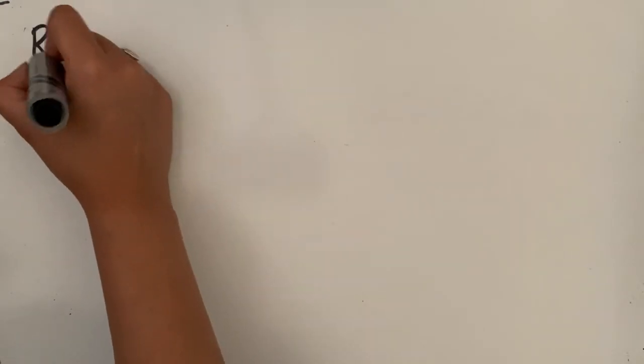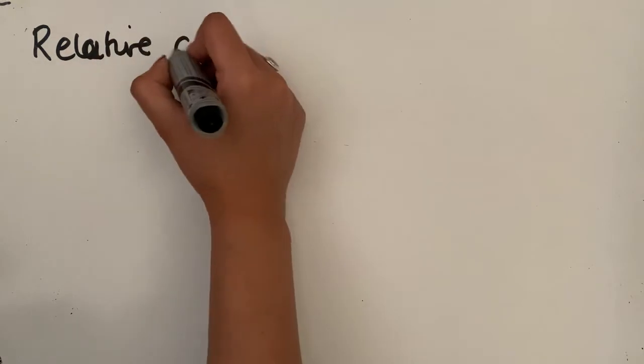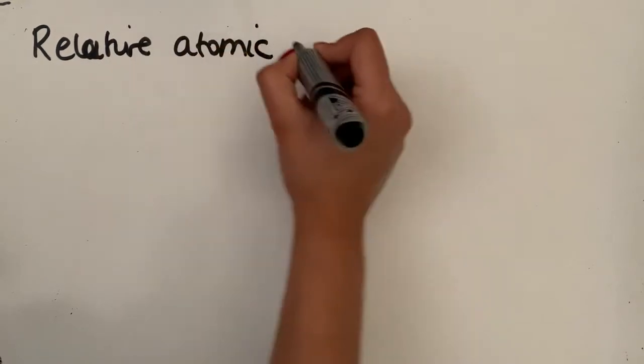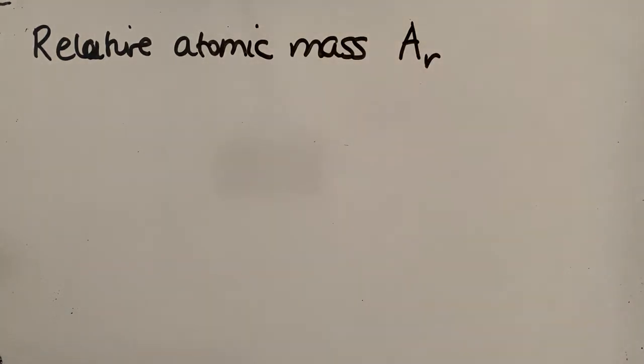If we now have a look in a bit of detail at relative atomic mass, which can be given that symbol there, relative atomic mass is the masses that you are essentially given in the periodic table.